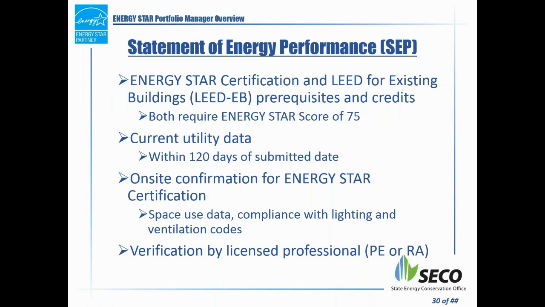One other quick mention is the statement of energy performance. This is used for the Energy Star certification and for LEED for existing buildings. It's a prerequisite. So both require the Energy Star score of 75. Like we said, you need to have all that facility and property info correct in there. It goes through a pretty scrutinous process to make sure that's all correct. Then you need to have current utility data within 120 days of your submit date. Otherwise, they'll say your utility data is too outdated. Please update it, and you might be eligible again.